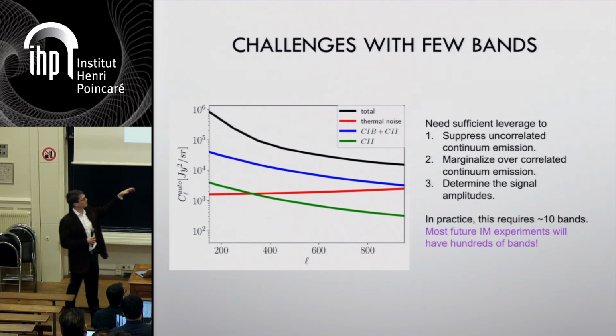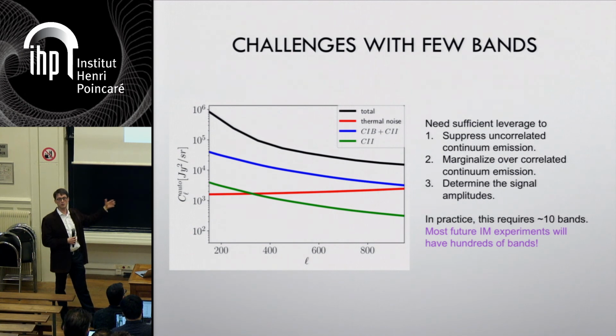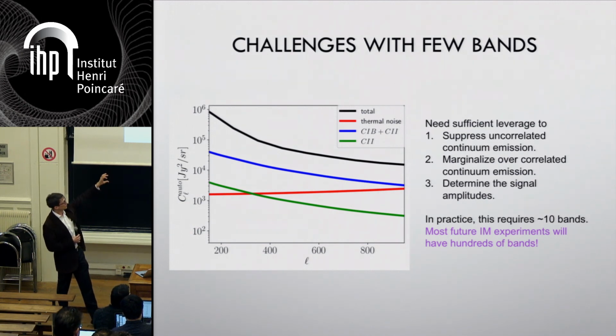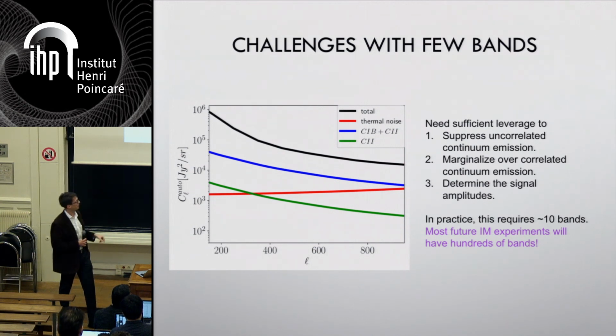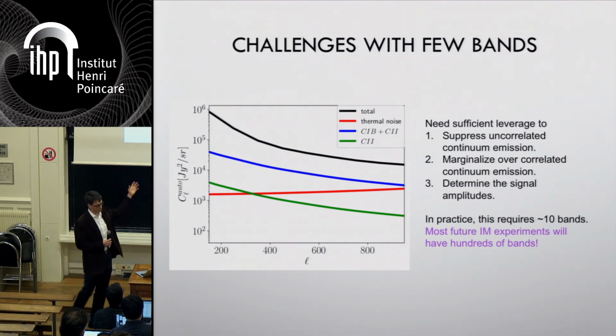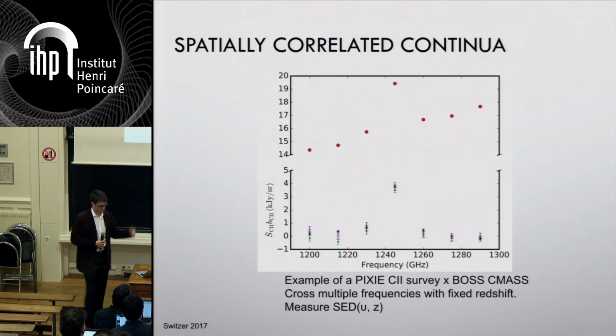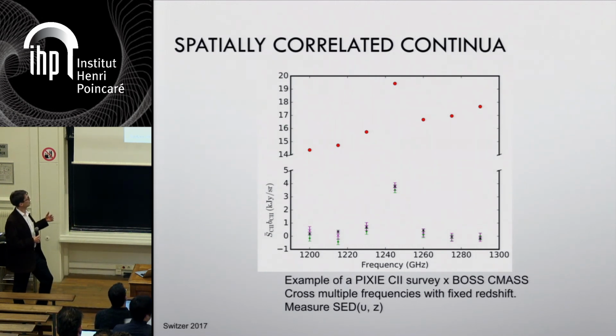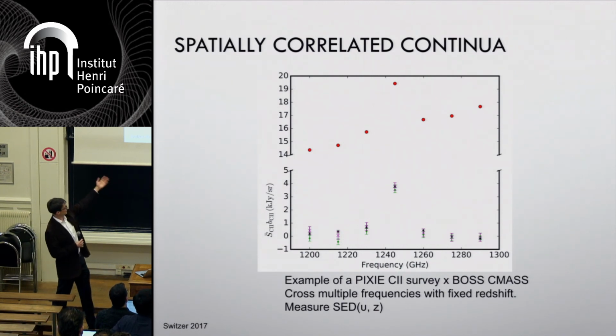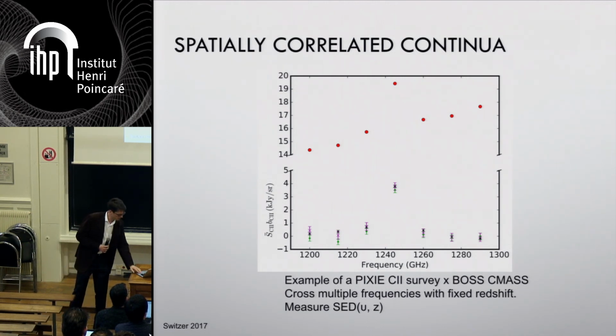So in practice, to do that well, you need something like 10 bands. So there simply aren't enough degrees of freedom to get a slam dunk detection with Planck alone. But the good news is that most future intensity mapping experiments will have hundreds of bands to allow those degrees of freedom. So this is an example of Pixie as a spectrometer, with the upper lines being the correlated continuum emission going up, and then there's a blip from the C2 emission. So if you think of that as sort of a baseline subtraction, you can take out the dust continuum and see this C2 feature.